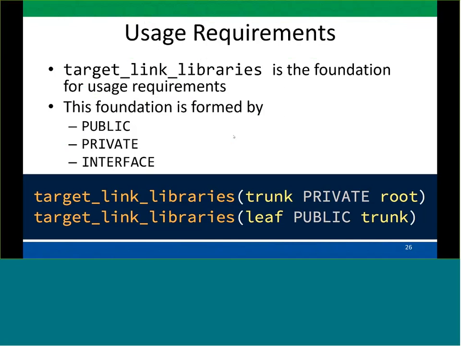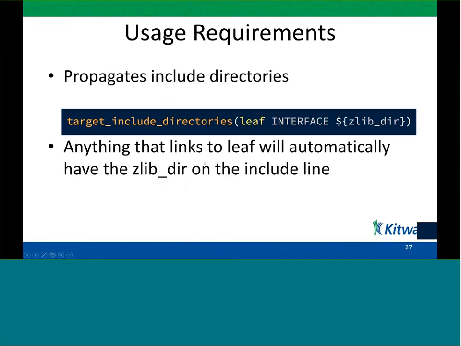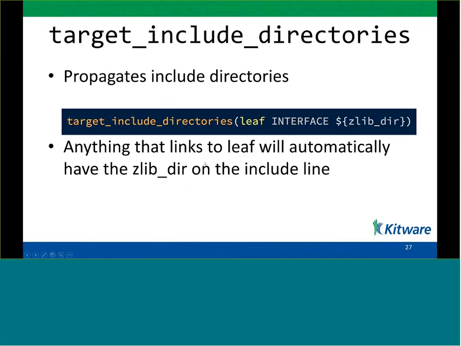The usage requirements, target link libraries is the foundation of the usage requirements, and it's formed by public, private, and interface. Target include directories, this propagates include directories. So this one, I'm saying my interface to Leaf would link to the zlib directory. Anything that links to Leaf will automatically have the zlib-dir on the include line.